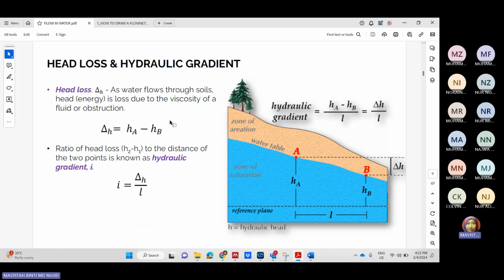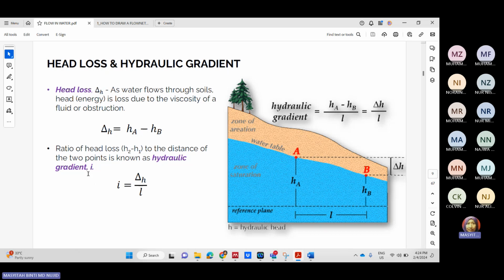Okay, now we want to understand what is the head loss dan juga hydraulic gradient. So the head loss, as water flows through soils, the head ataupun energy is lost due to the viscosity of the fluid or abstraction. So the equation is equal to HA tolak dengan HB. So HA ni adalah head daripada datum sehingga point A yang kita rujuk, sama juga dengan B adalah tinggi air daripada datum yang kita rujuk sehingga ke titik B. So the difference between point A dan juga point B adalah head loss.